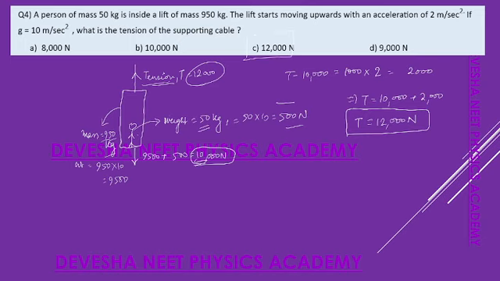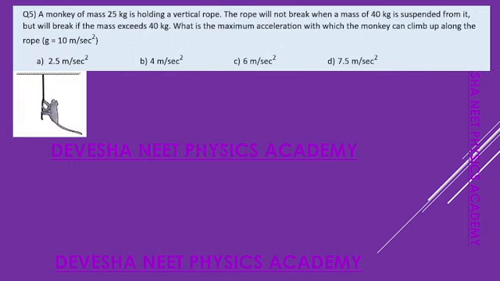Okay. Let's go to the next question now. A monkey of mass 25 kgs is holding a vertical rope. You can see in this diagram that the monkey is holding the rope. The rope will not break as long as a mass of 40 kg is suspended from it, but it will break if the mass exceeds 40 kgs.